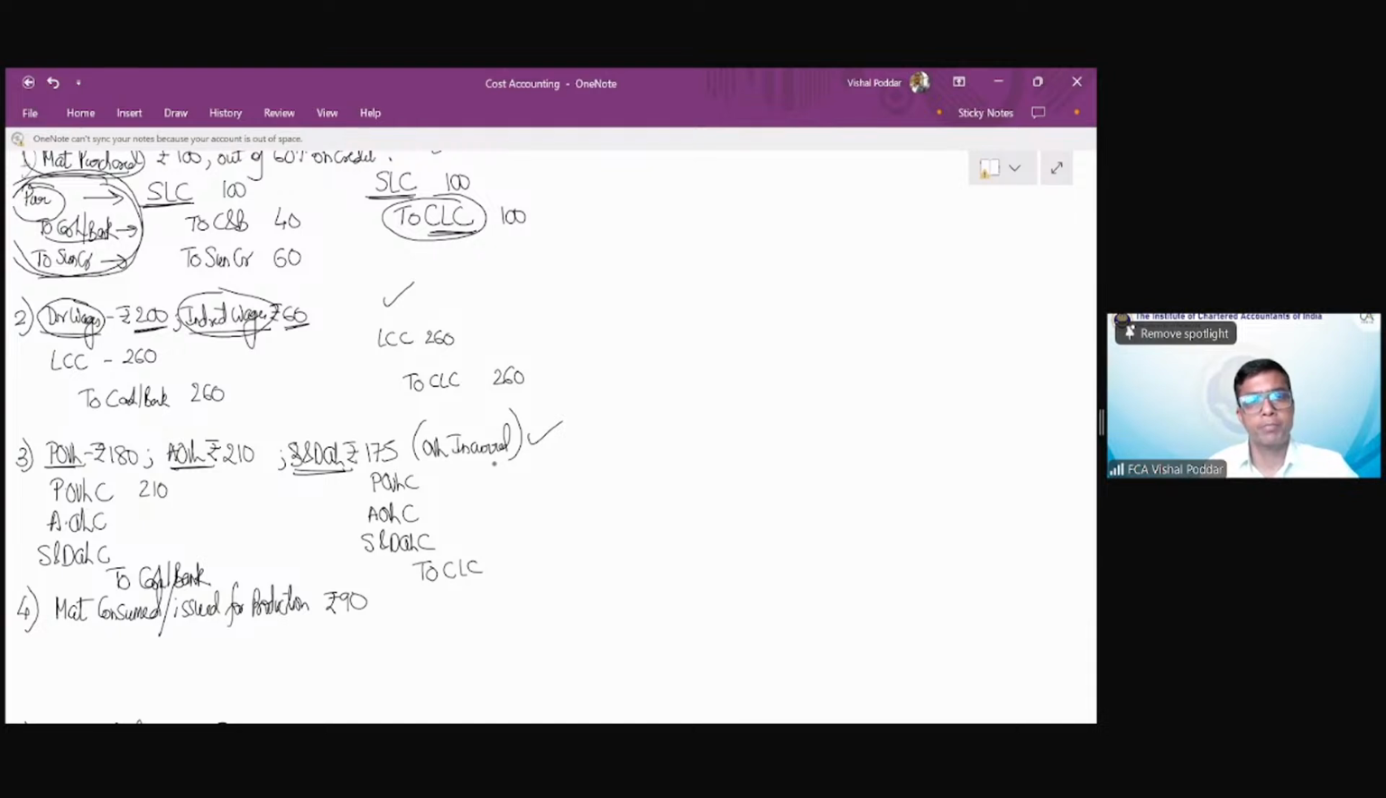So 210, sorry, 180, 210, 175. Same here, 180, 210, 175. So total कितना हो गया? Total हो गया आपका 565. Correct, students?